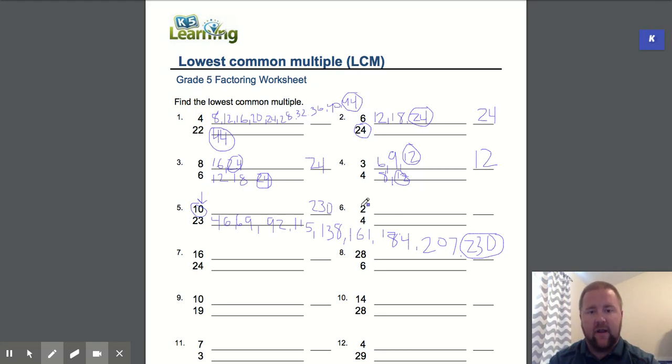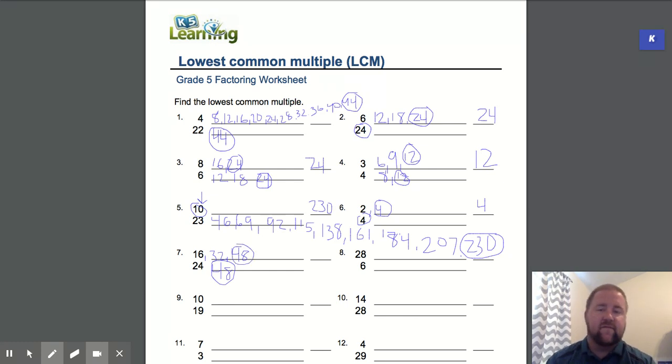And we're back. All right, so 2 and 4, that one's really simple, right? 2 and 4 would be 4. Now with 16 and 24, we've got some bigger numbers, so it's a little bit more challenging. So 16, 32, 48, and then 24 times 2 is 48. So those would be your least common multiples.